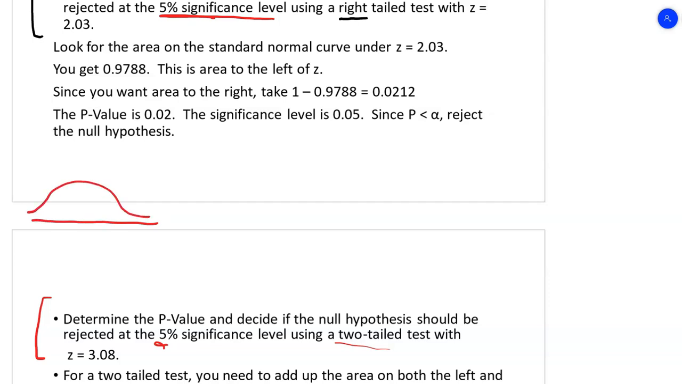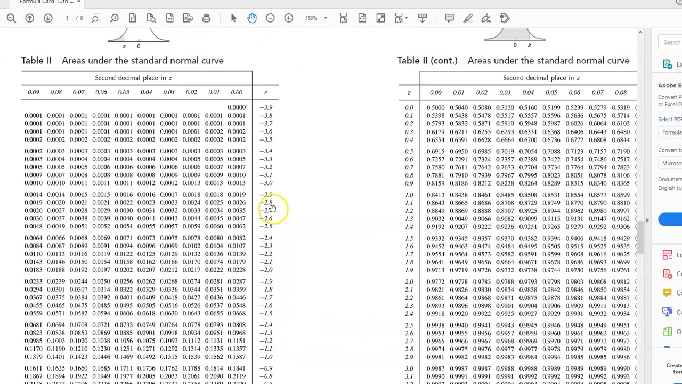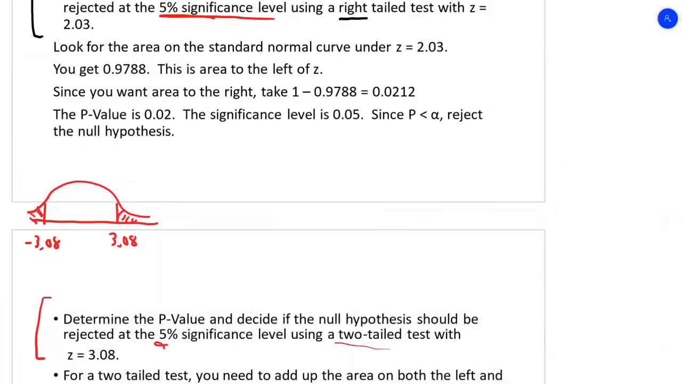areas. All right, so I'm going to look here for 3.08, and then I'm going to look down here for negative 3.08. I'm going to take this area over here and this area over here and add them together. Well, once I found one, I found the other. So negative 3.08 is very small, 0.0010. So that's how much it is on the left, and that's also how much it is on the right. So my p is 0.0020.